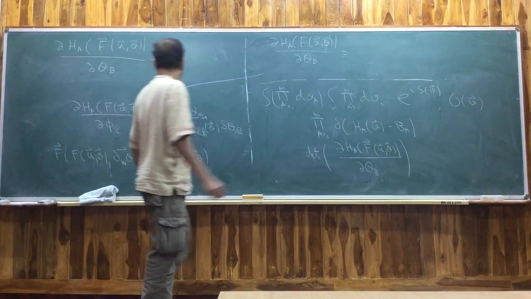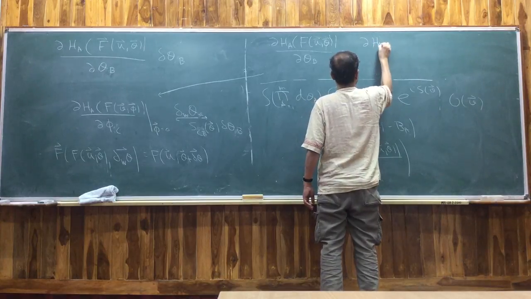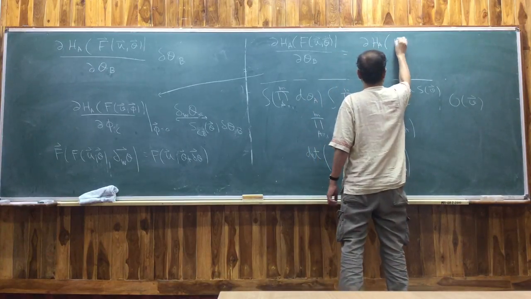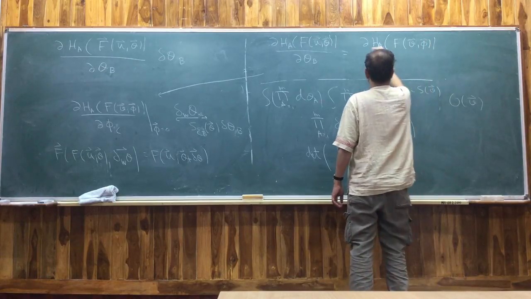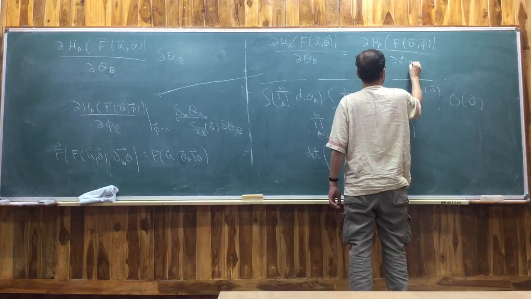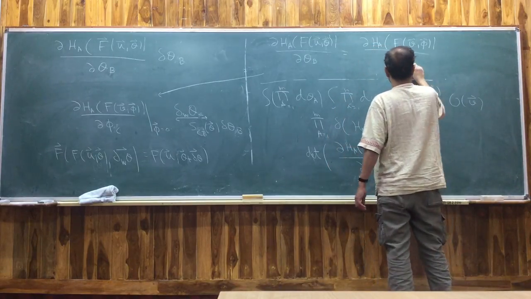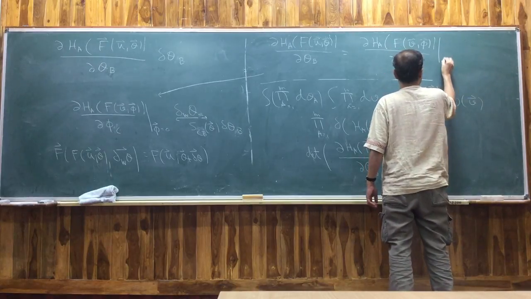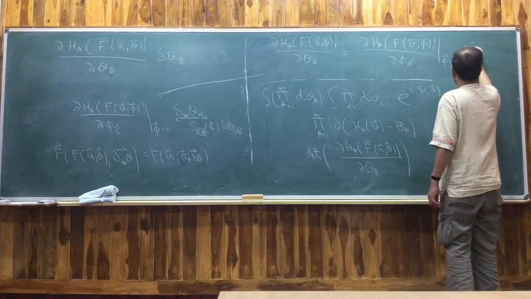So this gives you that this is del H_A of F B phi, del phi B, del phi C at phi equal to 0, times S_CB.